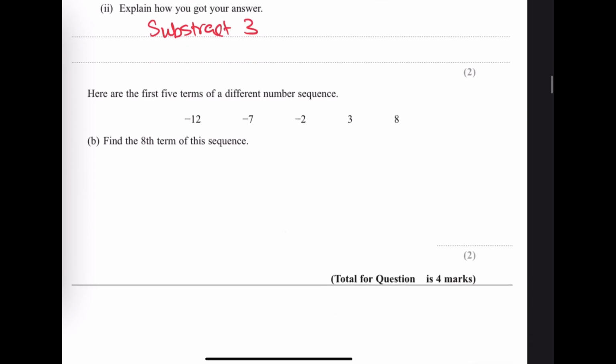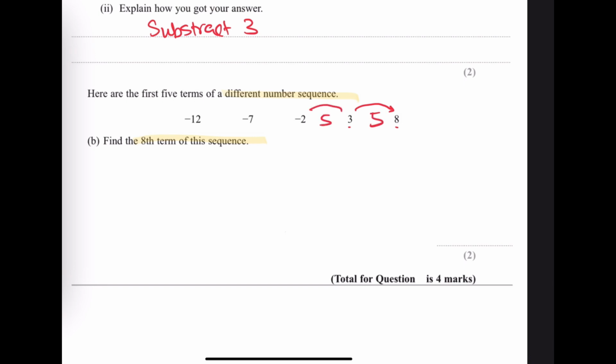Here are the first 5 terms of a different number sequence. Find the 8th term of the sequence. This is the exact same as the first part of this question. However, now we're just going to skip a few and go directly to 8. First thing again, we do a common difference. Here there's negatives, so we're going to start with the 2 positives to make it easier for ourselves. We know the difference between 3 and 8 is 5, and it's increasing each time.